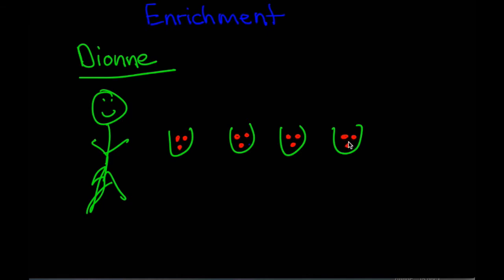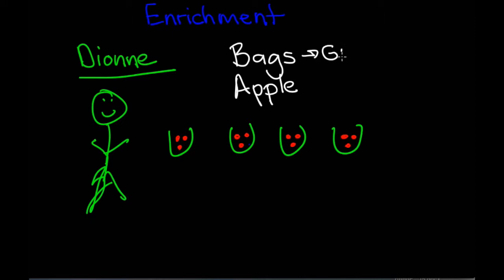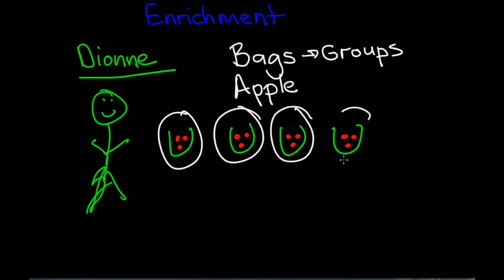Okay. So let's talk about what I know. I know that Dion has some bags, and he has some apples. Those bags are groups, and the apples are in each group. So this is a group, this is a group, this is a group, and this is a group, and the apples are in each group. Okay.